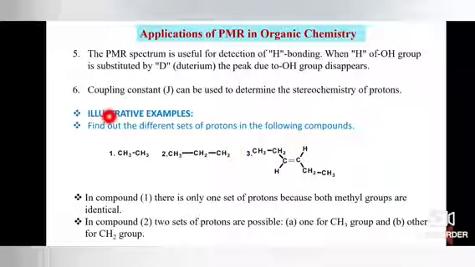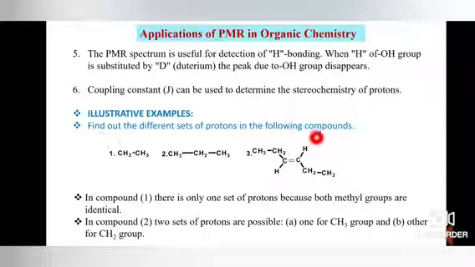The PMR spectrum is also useful to detect hydrogen bonding. If we replace the hydrogen of OH by deuterium, the peak due to OH disappears. The coupling constant gives us information about the stereochemistry of the protons. Whether there is cis coupling or trans coupling, we can distinguish them by using the coupling constant value. Now consider some problems based on PMR spectroscopy.